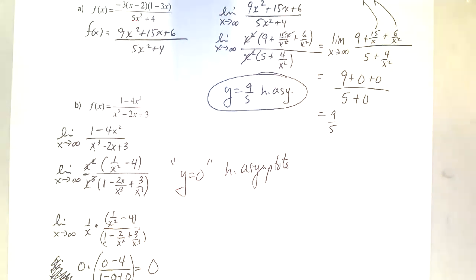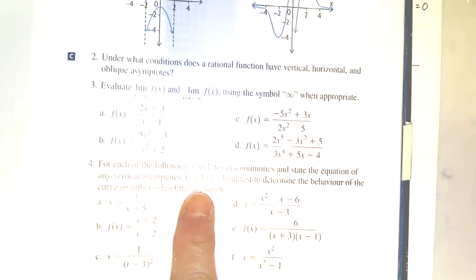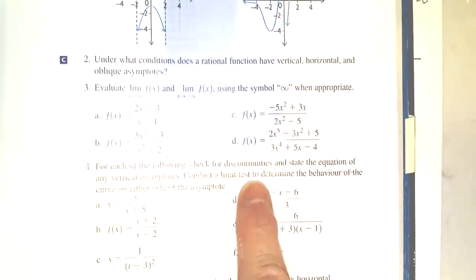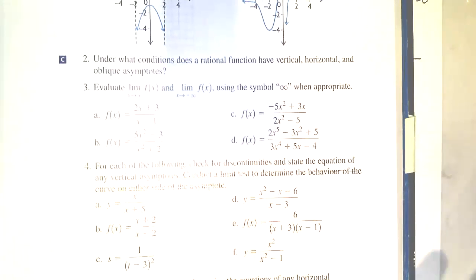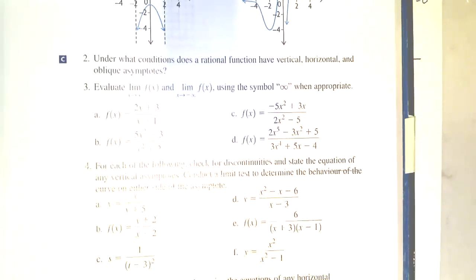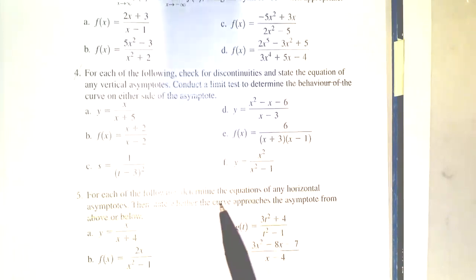The last thing I want to mention before you go to the homework: a lot of the questions in the textbook will give you a request after finding the vertical asymptote or the horizontal asymptote. It says things like, conduct a limit test to determine the behavior of the curve on either side of the asymptote. I crossed it out. Don't do it. Just find the vertical asymptotes. In the next one, just find the horizontal asymptotes. Don't worry about stating whether the curve approaches it from above or below. You don't have to know that.